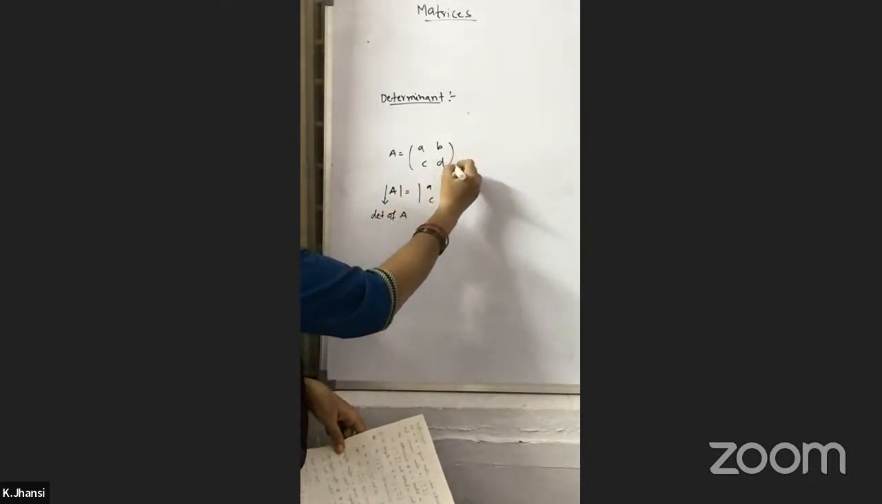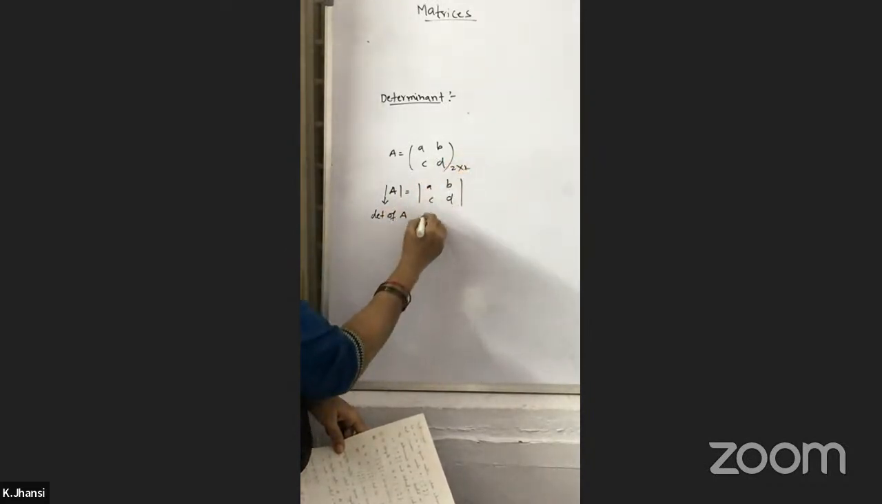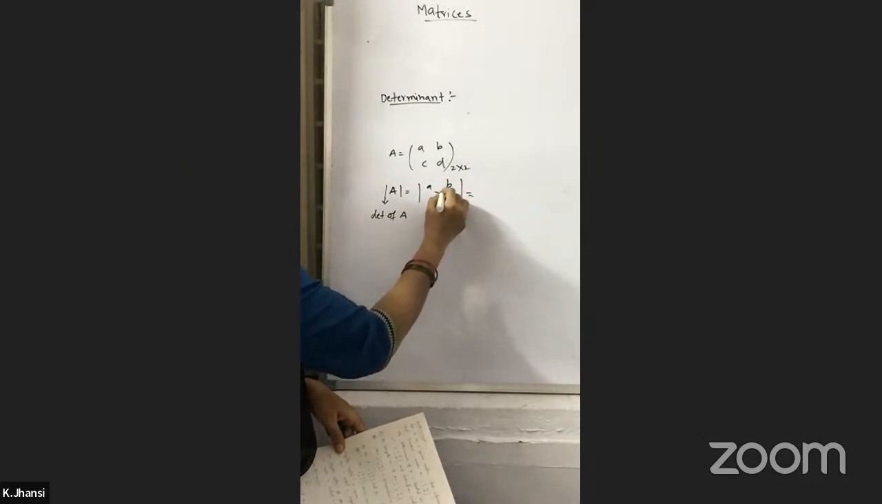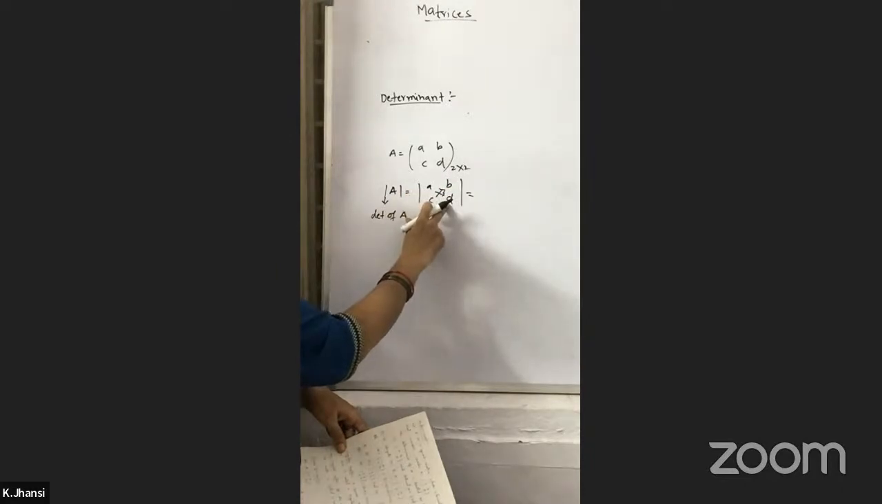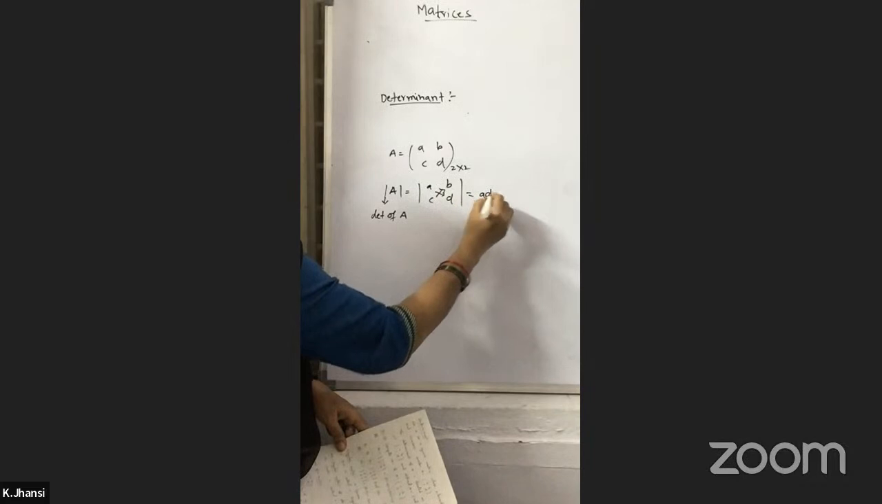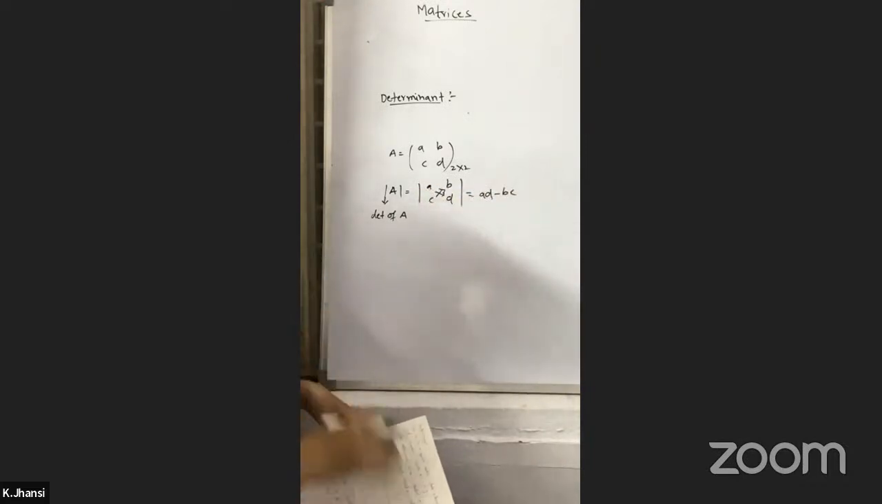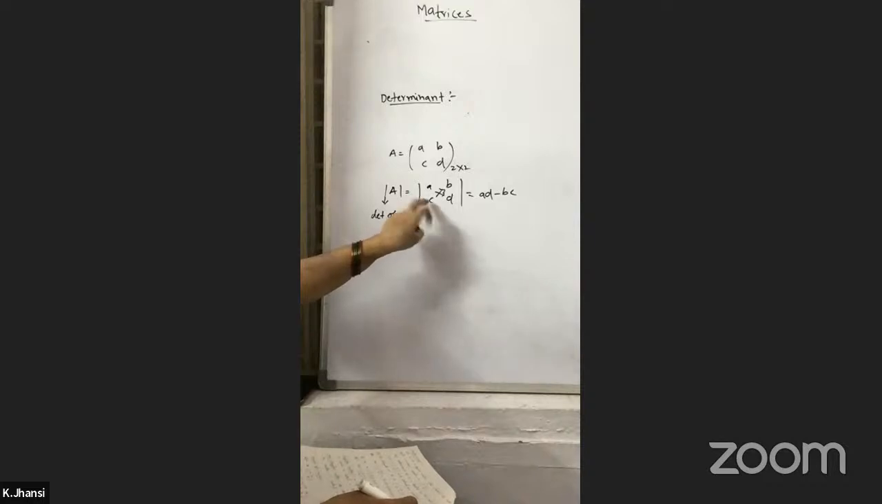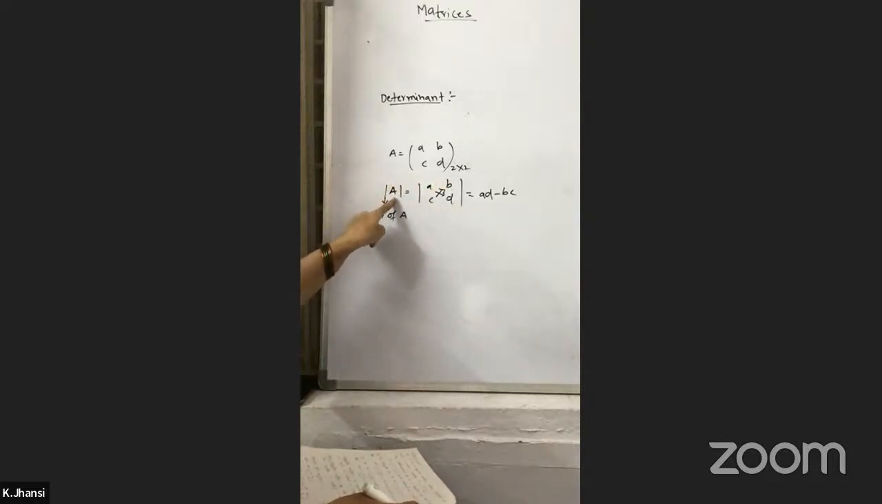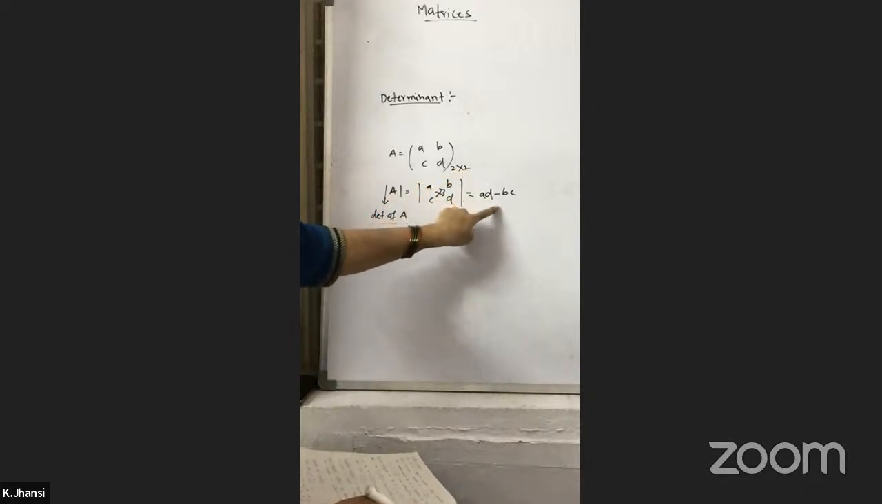And the determinant of a 2 by 2 matrix is nothing but you have to do the cross multiplication of these. That is a into d. First these two you have to multiply, ad, and minus of this one, that is minus of bc. First element and last element, after that second element and the first element of the other row. ad minus bc. This is the determinant of a 2 by 2 matrix.